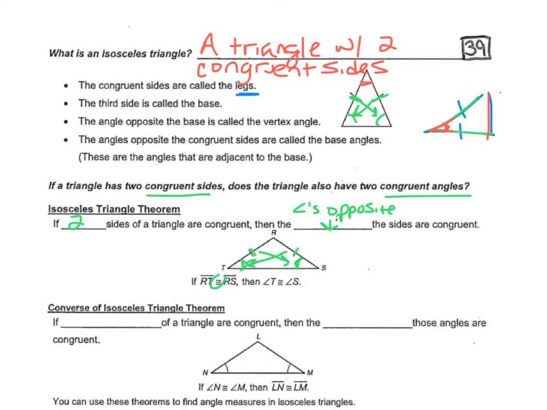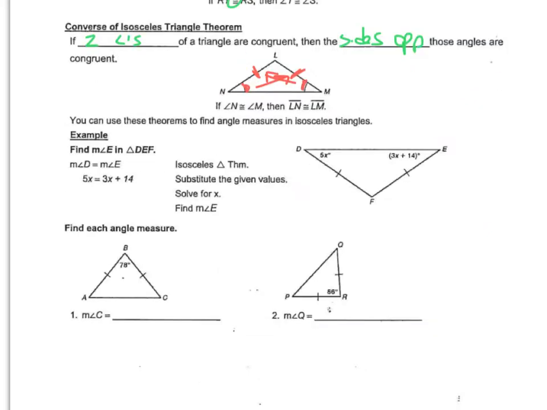And the converse means I'm going to switch that around. If two angles of a triangle are congruent, then the sides opposite those angles are congruent. And this is the one I see people miss more often. So if I have two congruent base angles, then the sides opposite them are also congruent to each other. I like to draw my little arrows to let me know which sides and which angles are congruent.